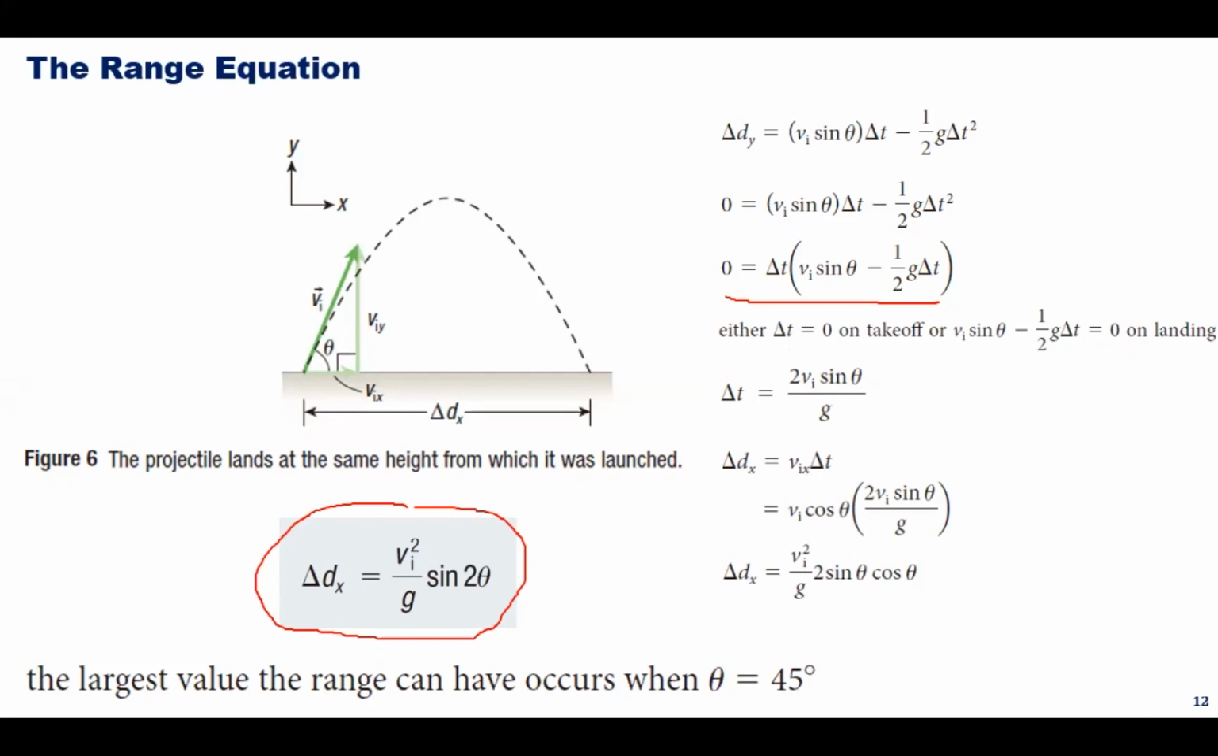That is, only when a projectile lands at the same height from which it was launched. The largest value of the range is when sine 2 theta equals 1, because the sine function has a maximum value of 1, right? So this maximum value occurs when the angle is 90 degrees. Since 2 theta equals 90 degrees, then theta must be 45 degrees. So we know the largest value of the range can occur when theta equals 45 degrees, right?